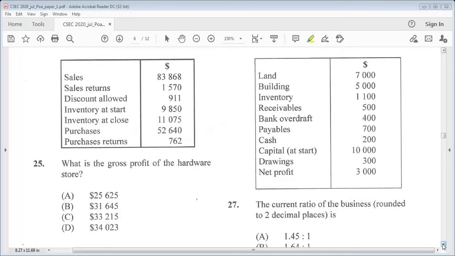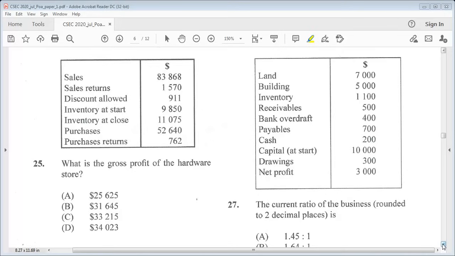Then we have cost of goods sold, which we know we're going to less that. So our cost of goods sold, we have our opening stock, 9,850. Then we're going to add purchases, 52,640. That's a total of $62,490. Then we're going to less purchases returns or return outwards. That's 762. So 762 from 62,490, we get 61,728. Then we're going to less our closing stock, 11,075. We get 50,653. That is our cost of goods sold.